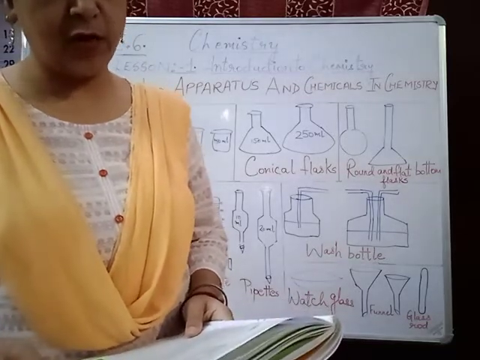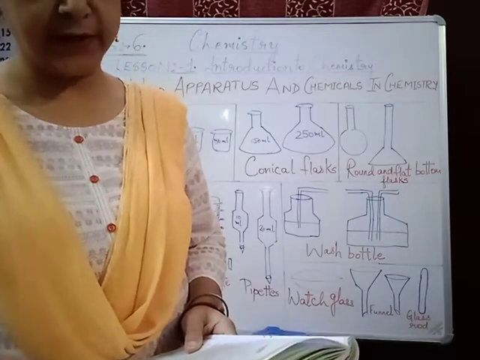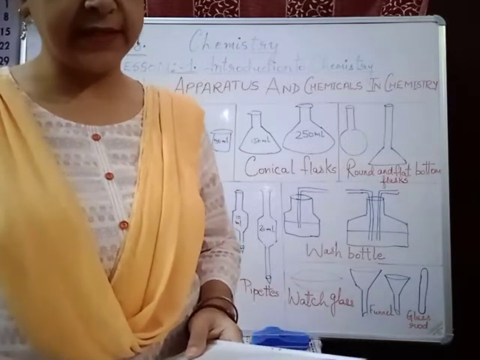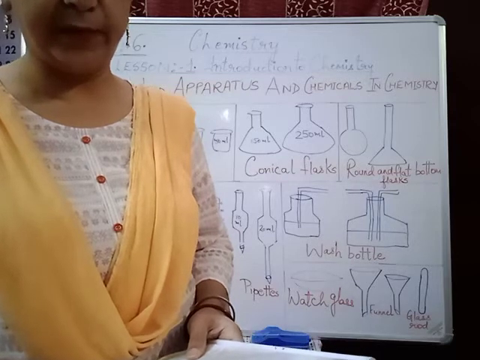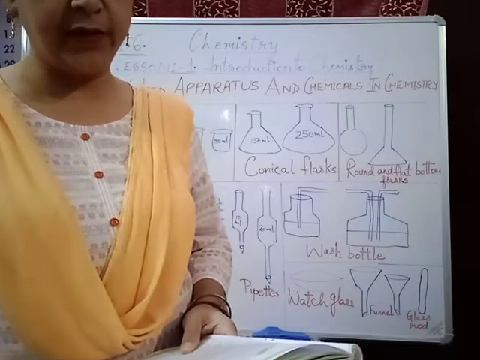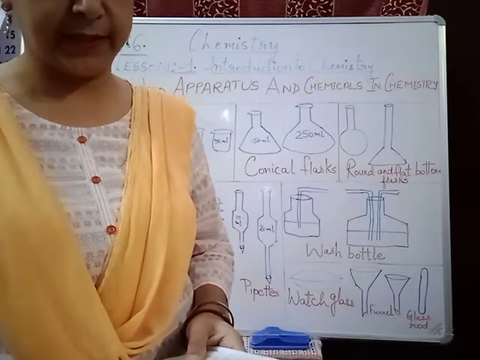Wire gauze. Wire gauze is a fine mesh of closely knitted iron wires. It is fitted with a thin asbestos sheet at its center. Since it is placed above the flame of the burner, it transfers heat evenly and reduces the chances of breaking the glass apparatus due to heating.